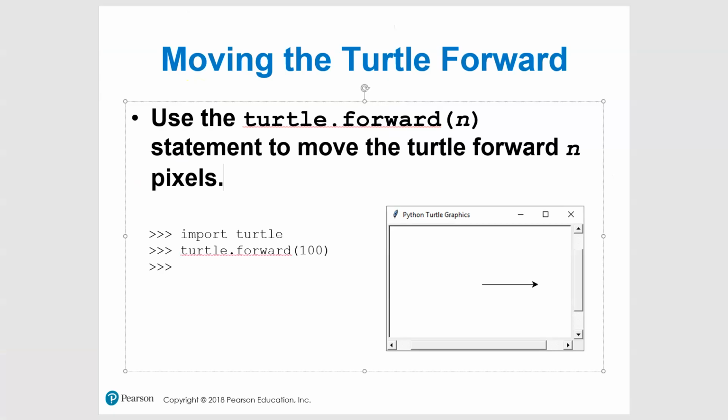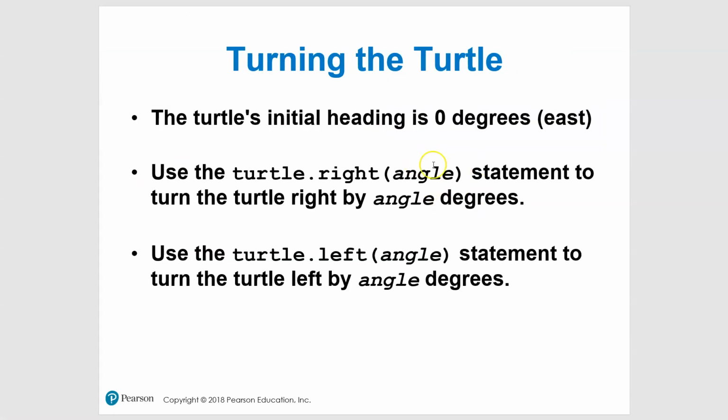So on the next slide, you'll see, here's the way that we're going to set this up. Now you saw 0 degrees, we're heading east, so that's why it went straight to the right. But if we want to change that angle, then we can use another command in here. So we're going to use another piece. So we've got turtle dot. We're going to say right.